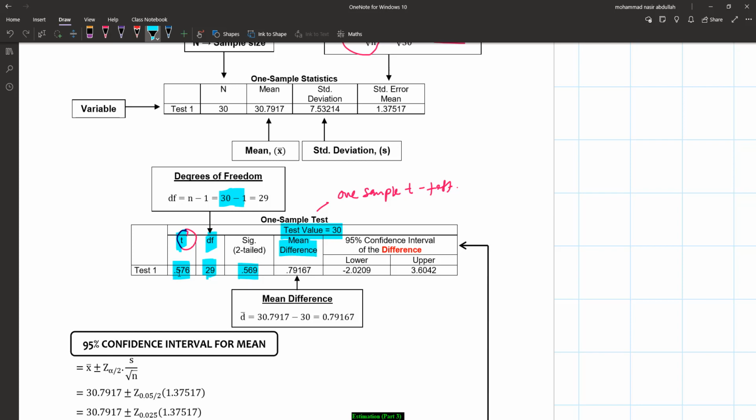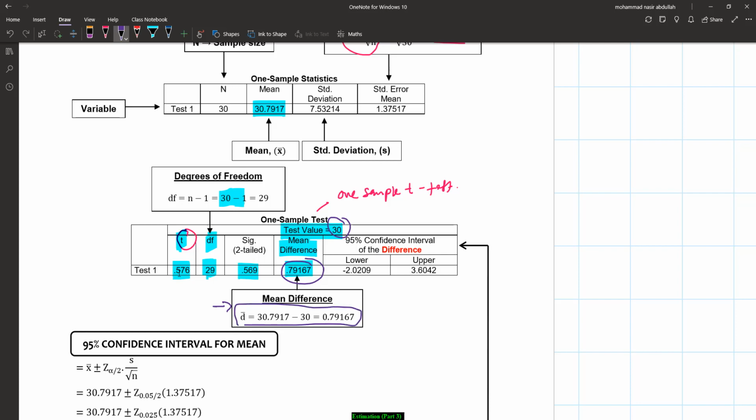So the mean difference means that there is a difference. Let's say 30.79 minus the value of 30, then we will get 0.7916. Oh, it's here already. Right. So this is the value of the difference, the mean difference.